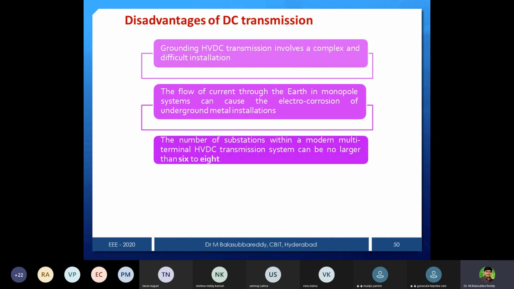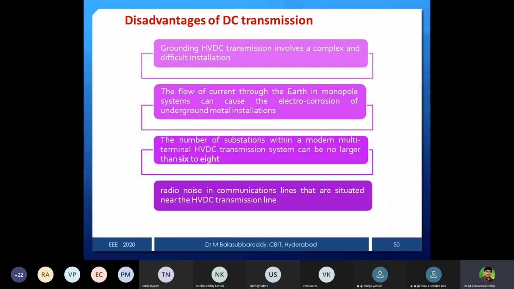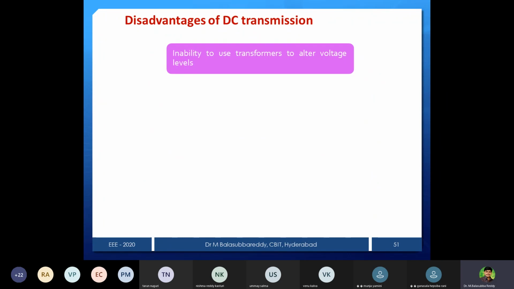And as I generally said, for long distance only two stations are sufficient, sending and receiving end. In between, if you want to operate or take a tapping, then from that point onwards you have to take it as only six to eight substations installed. That too, multi-terminal DC substations are installed. And then there is radio noise in the communication lines situated near the HVDC transmission. All these things are drawbacks.